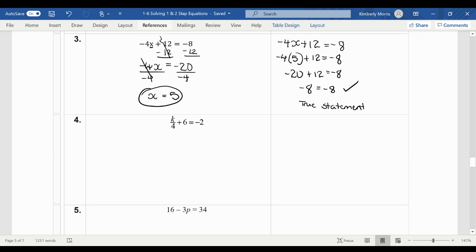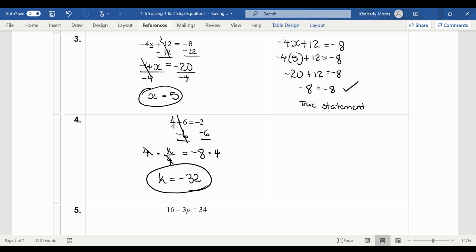Now let's try number 4. We're trying to solve for k, but before we get rid of the fraction, we have to get rid of the 6. And so I'm going to subtract 6 from both sides. The 6's cancel. I'm left with k over 4 is equal to, combining like terms, -8. Now I can go ahead and multiply both sides by the denominator. And so I'm left with k is equal to -8 times 4, -32.